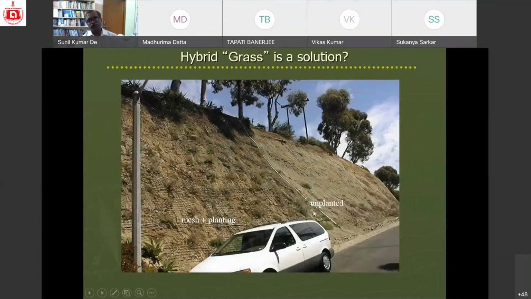This is a slope, this is a testing slope. This slope is barren without any vegetation, and this slope is composed of grass cover. This grass cover has been planted along with this geonetting. This is geonetting, not wire netting. So after 1 year, we have found that this area is less affected by rock falls, and in this area, rock falls are still continuing. So vegetation cover can create stability of the slope, by which the fatality from landslides can be reduced.